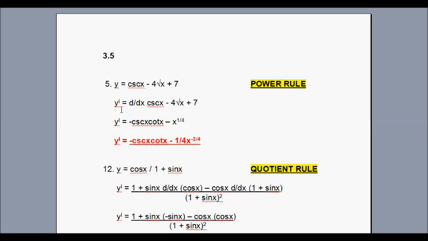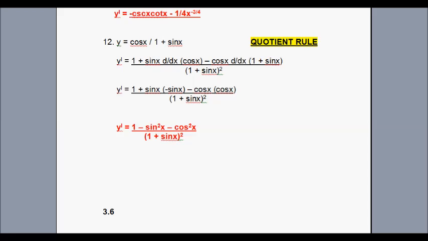For the next problem, we're going to mainly be using the quotient rule, and these are all trig functions, so I trust that these are kind of simple, very easy. The problem says y equals cosine x divided by 1 plus sine x, and automatically you're going to want to use the quotient rule because you got variable on the top and the bottom. So low d high, high d low, y prime equals 1 plus sine x times the derivative of cosine x minus cosine x times the derivative of 1 plus sine x all over 1 plus sine x squared.